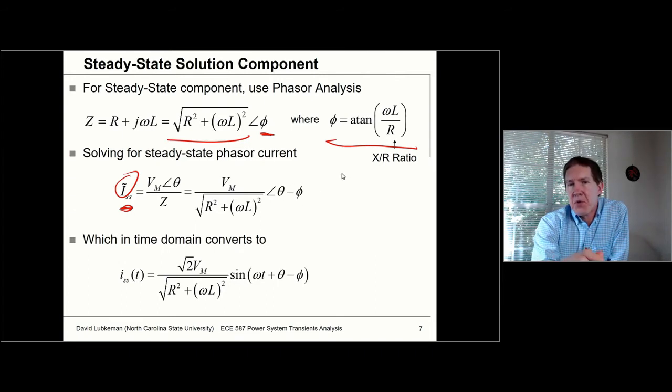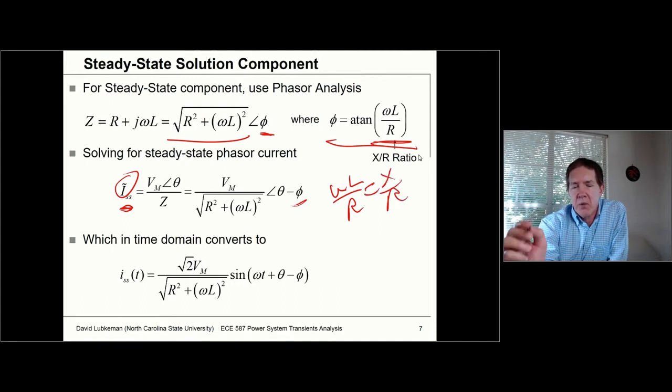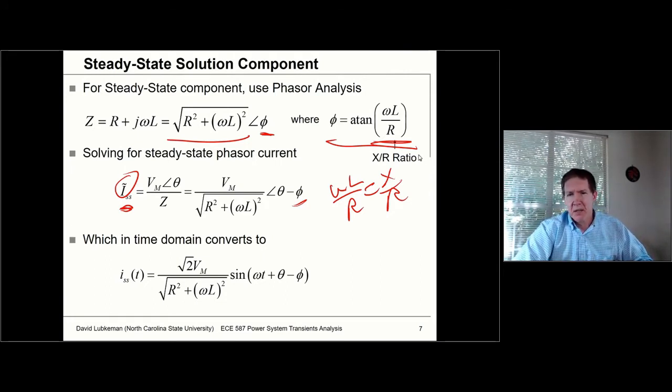Again, theta is the point of wave in the waveform when the fault occurs. Phi depends on this ratio of omega L over R. We see this term quite a bit, omega L over R. This is what we also refer to as the X to R ratio. For transmission systems, I would expect this X to R ratio to be pretty high, at least 10. For distribution, for medium voltage and lower, this value is going to drop down. And this value of X to R can actually change depending on where we're at in the circuit.